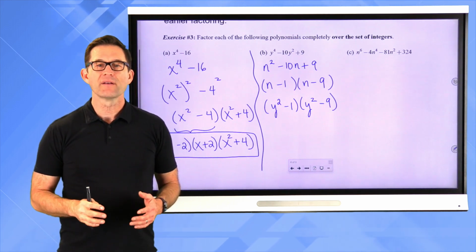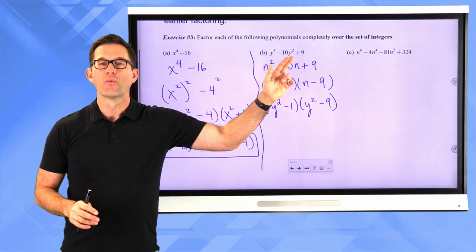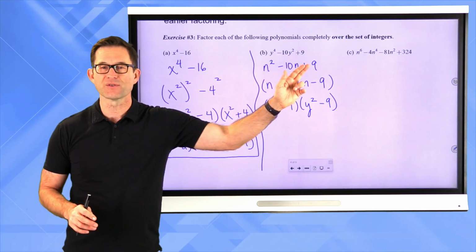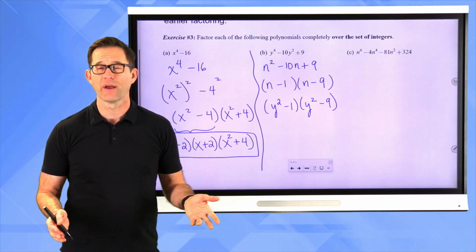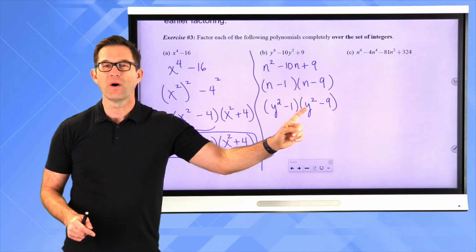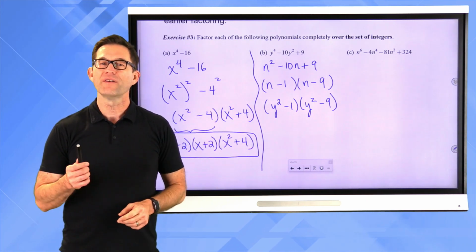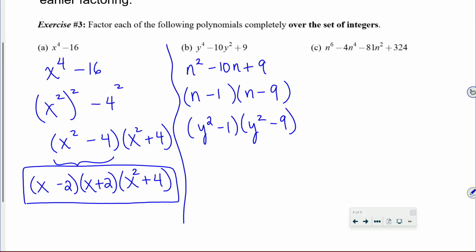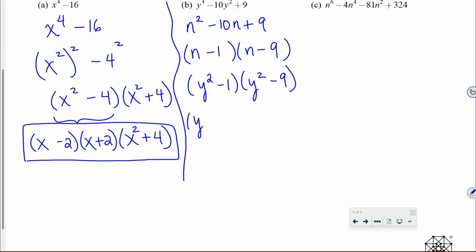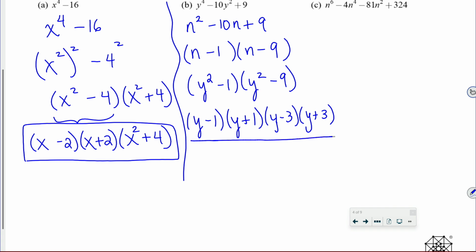Right? So I recognize the fact that this trinomial really has exactly the same structure as this one, which allows me to then factor it using standard trinomial sum-product considerations. Now, both y squared minus 1 and y squared minus 9 are the difference of perfect squares. So I can further factor them, and I've got this beautiful factorization: y minus 1 times y plus 1 times y minus 3 times y plus 3. Four beautiful factors.